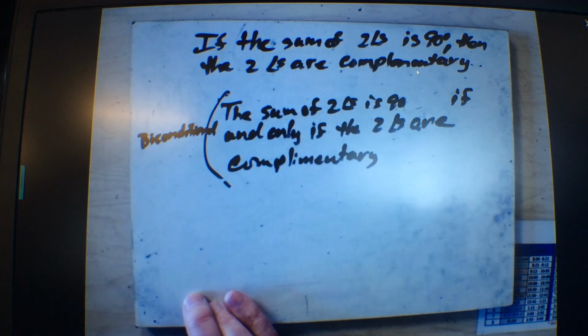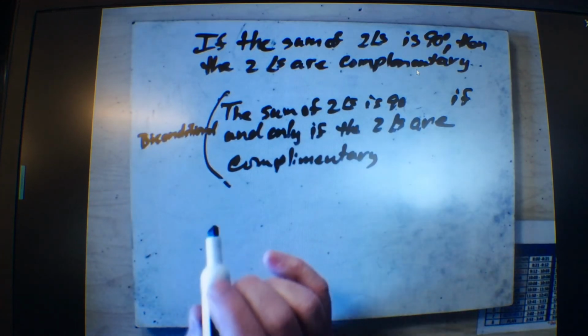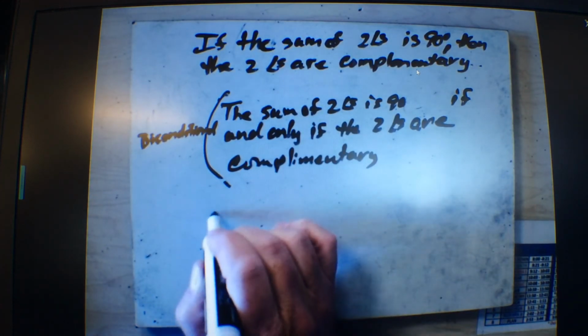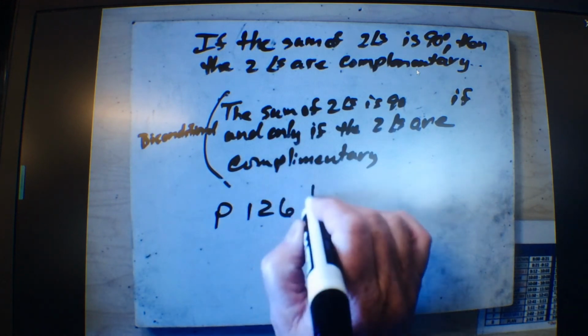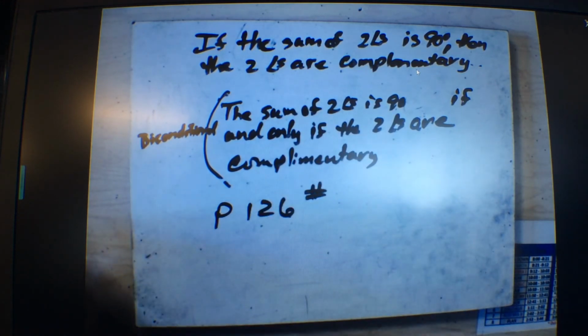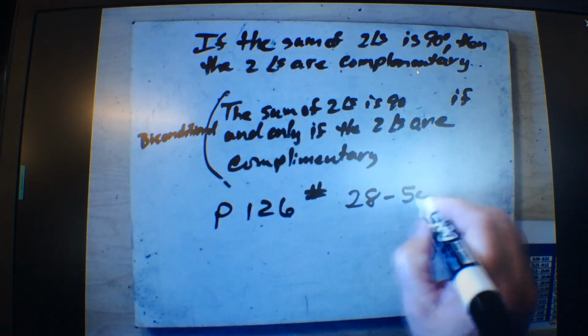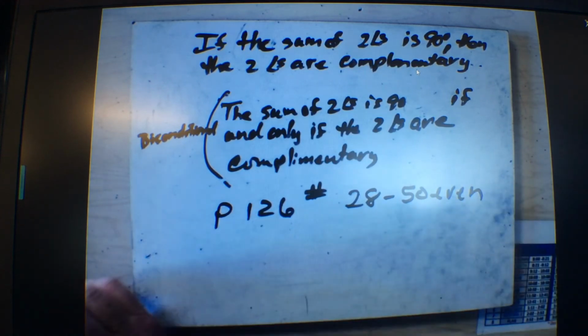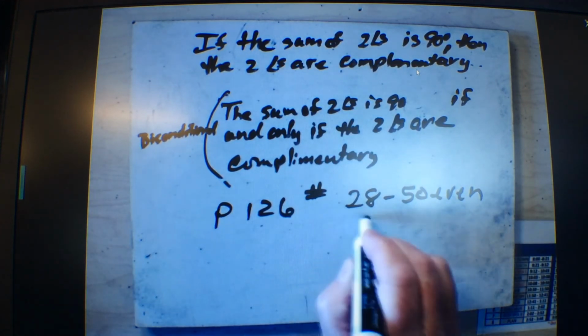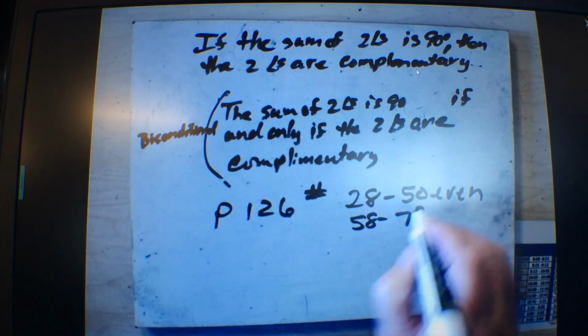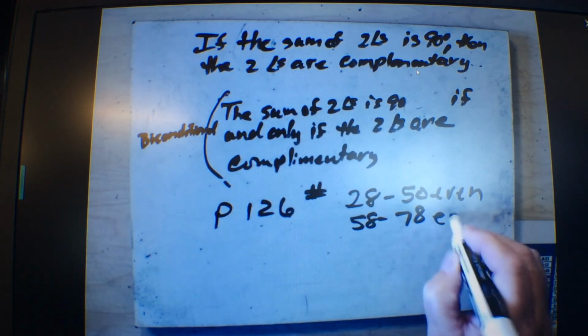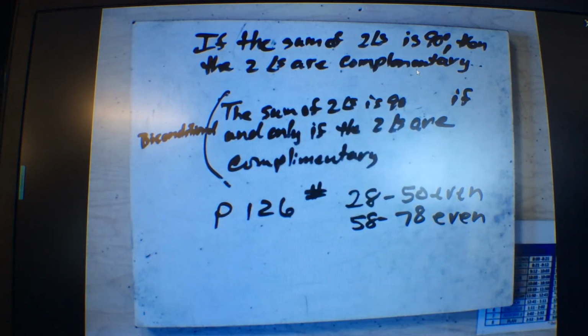Alright, so here's your assignment. Your assignment is page 126, and could I have one of you write that up on the board? Page 126, 28 through 50 even, and then 58, and 70 through 78. Is that even? Yep. And you have tomorrow to work on it. All right? Okay.